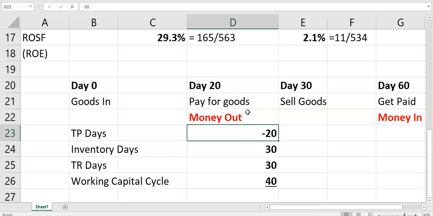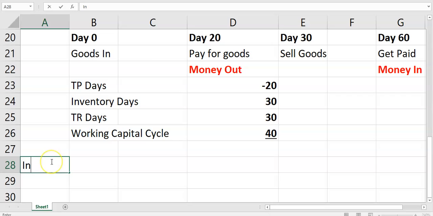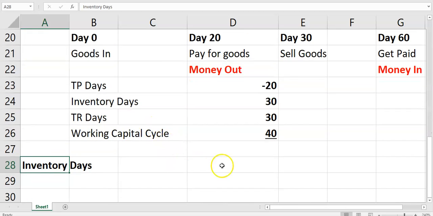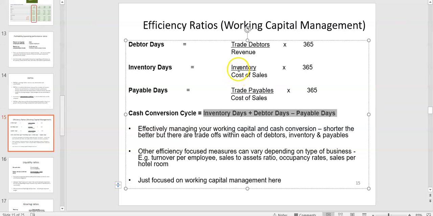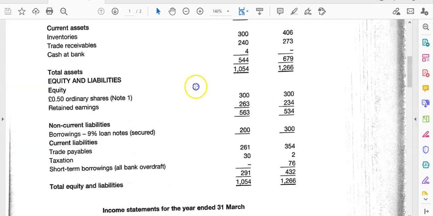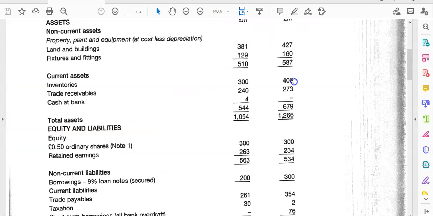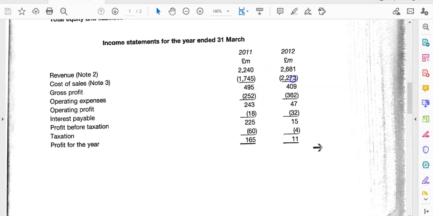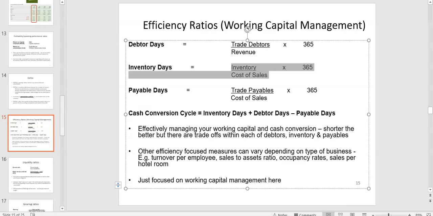So what we're going to start now is we're going to look at inventory days as a starting point, and we're going to calculate it for both 2011 and 2012. So if we go back to the formulas, inventory days is inventory over cost of sales times 365. Now there are variations of the formula. We'll stick with the one we're given here. So inventory 300 and 406. Cost of sales, if we go down, 1745 and 2272.